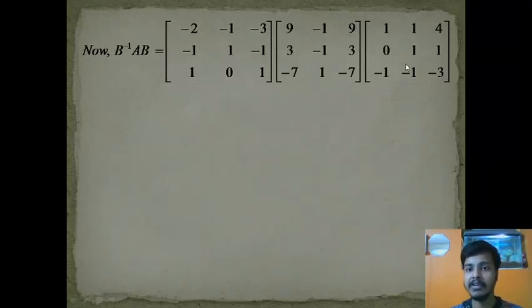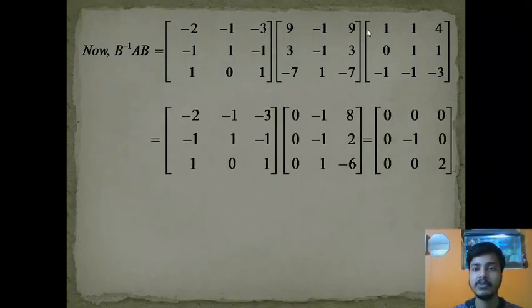Then first row, second column, what is it? 9 minus 1 minus 9. So the plus 9 and minus 9 get cancelled, we remain with minus 1. In this way you can multiply these two matrices, and whatever matrix you get, you will multiply with B inverse, the product of these two matrices. So the multiplication of this will give this, and then we multiply with B inverse. So we will be getting the matrix B inverse AB.